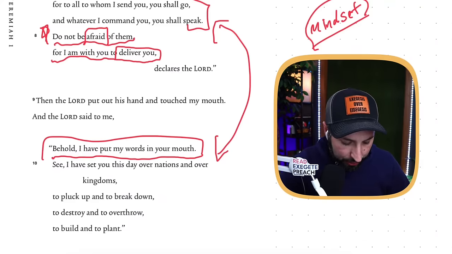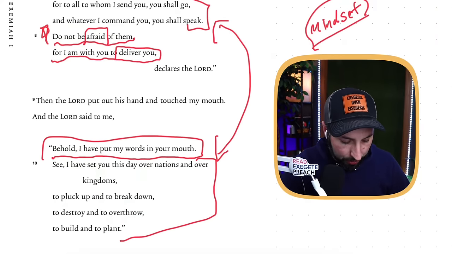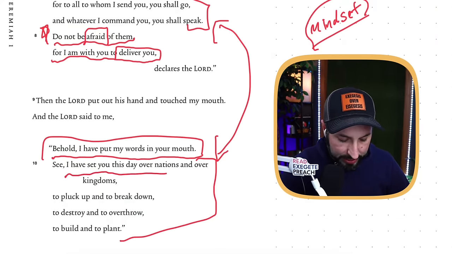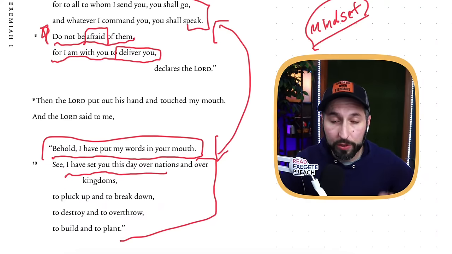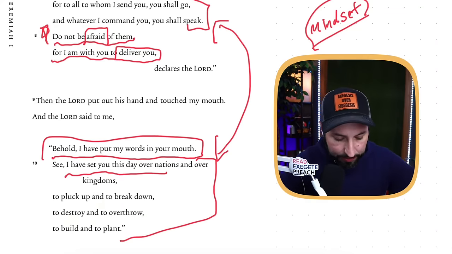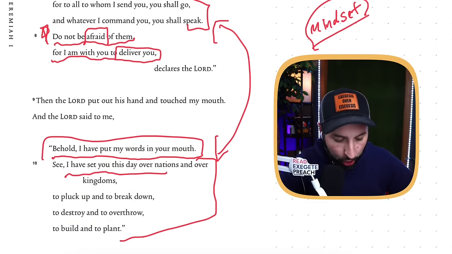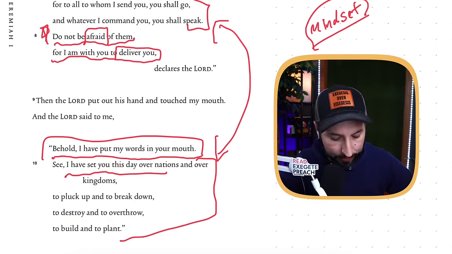So the idea is that there's a whole lot more to this of what's going on. God's totally in control. I have set you this day, right? So God's in control of what Jeremiah is about to have to do in the rest of the book of Jeremiah. This is not some one little text that's all by itself. This is part of a much larger narrative of what's happening, right? So all that being said, I'm going to let Furtick talk for quite a while here, but keep this in mind.